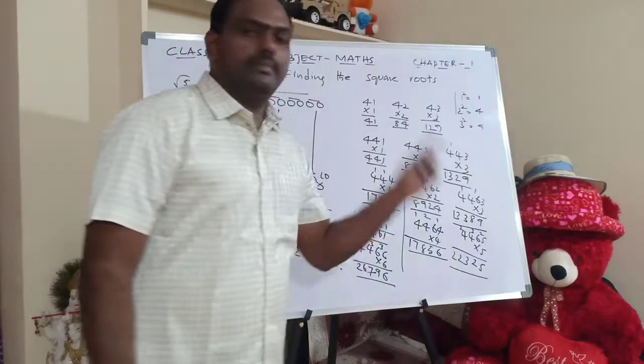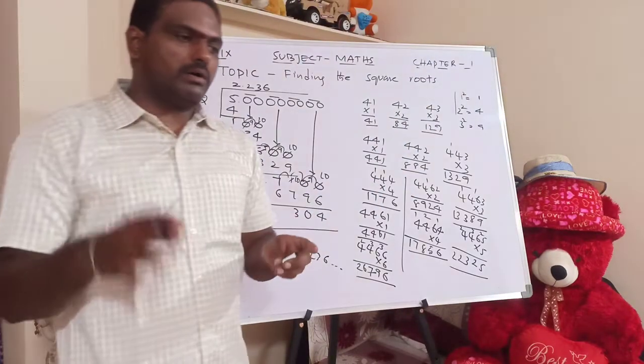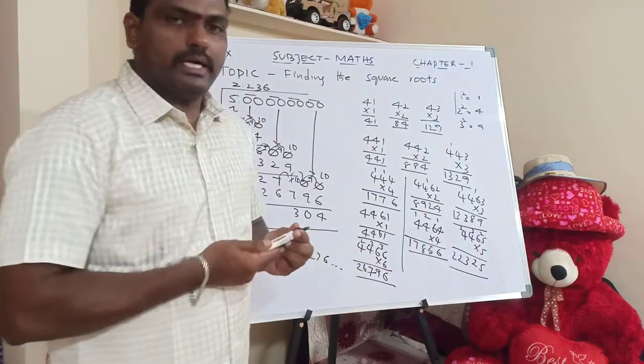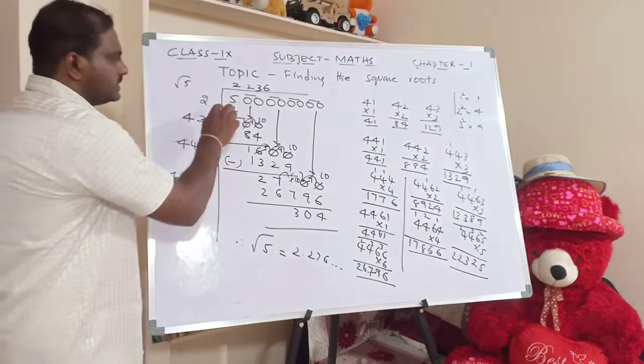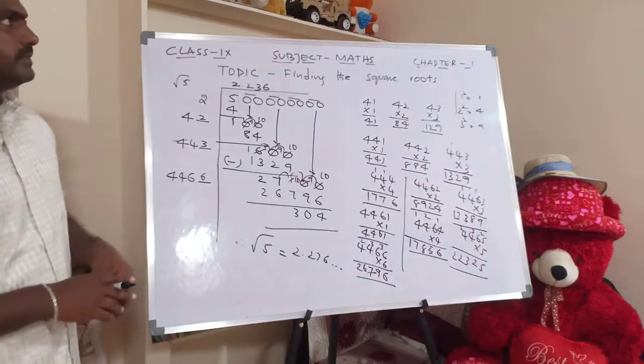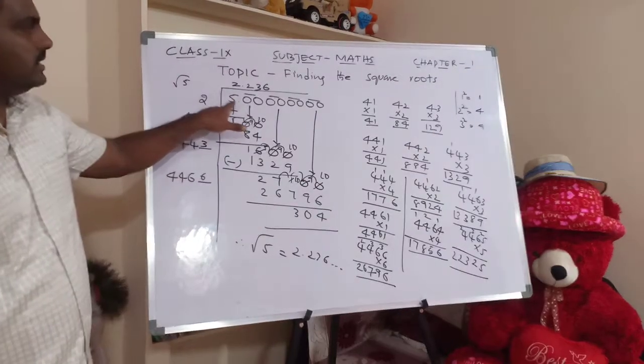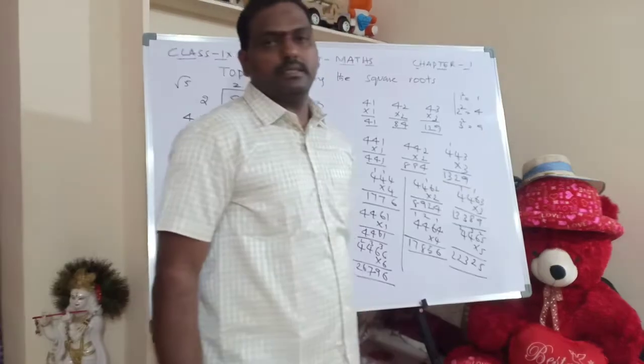This much rough work should be done. Simply you are copying from others and you are writing, but that's not correct. So this is the value of this. So first step is important. What is the first step? 5 is nearer to which square, you have to check it.